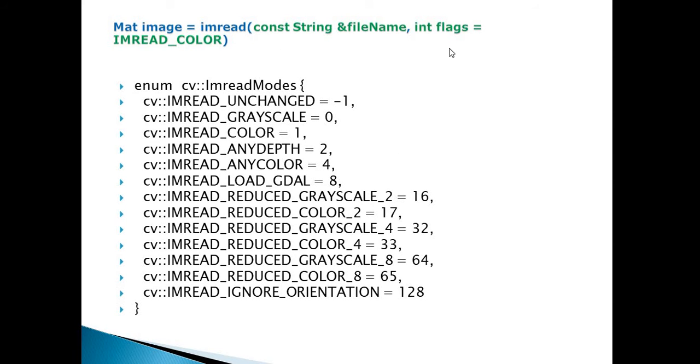The imread function contains the file path and a flag. By default it is IMREAD_COLOR. These are the different formats you can use. You can use IMREAD_GRAYSCALE to read an image in grayscale, read an image in RGB format, or read an image in any color format, IMREAD_LOAD. These are different formats. You can play with these formats and see the output.